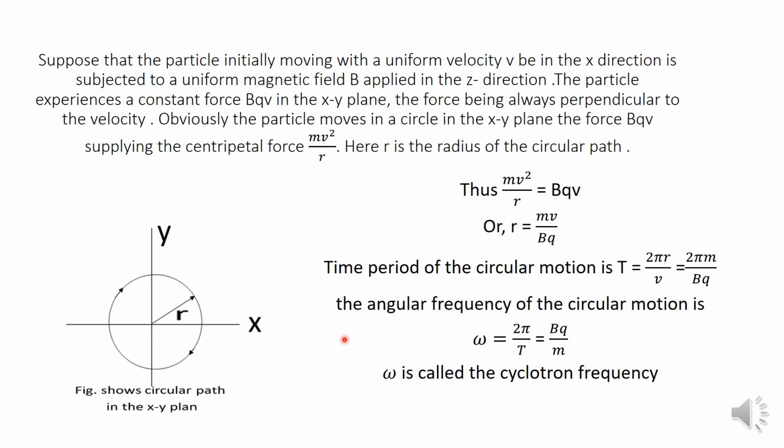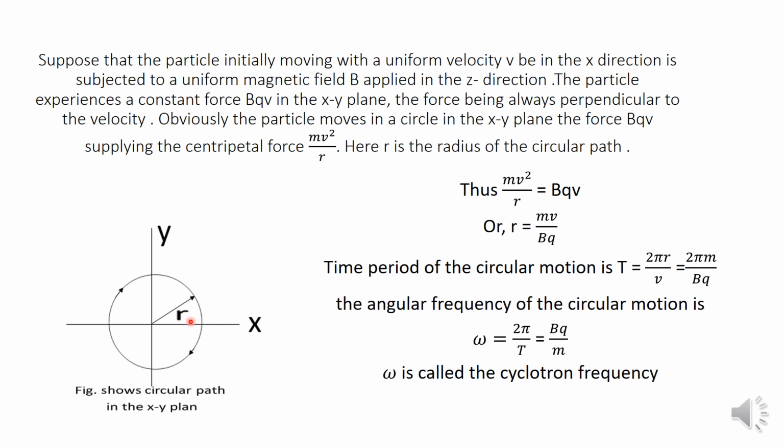Now we consider the case where the particle, initially moving with uniform velocity v in the x direction, is subjected to a uniform magnetic field B applied in the z direction. The particle experiences a constant force BqV in the xy plane, the force being always perpendicular to the velocity. Obviously, the particle moves in a circle in the xy plane. The force BqV supplies the centripetal force mv²/r. Here r is the radius of the circular path.